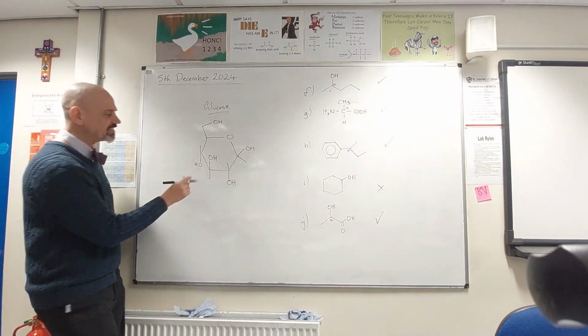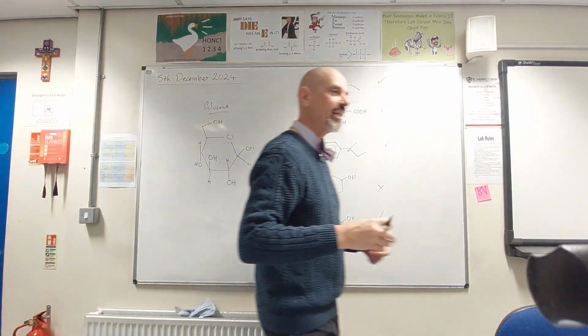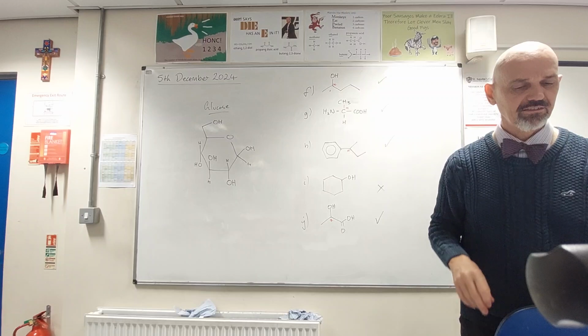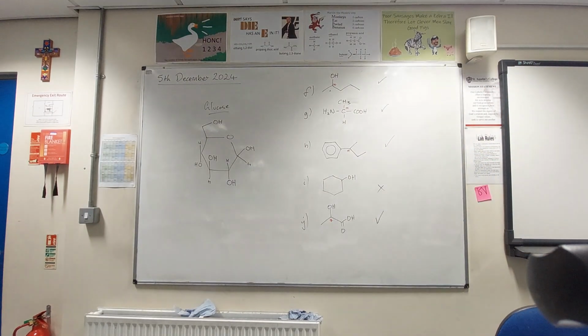These are just H's on the end, by the way. How many chiral centers does that glucose molecule have? 2, 3, 4, 5. I'm trying to see what most of the carbons are going to be. So one. I think it's probably less than we think.